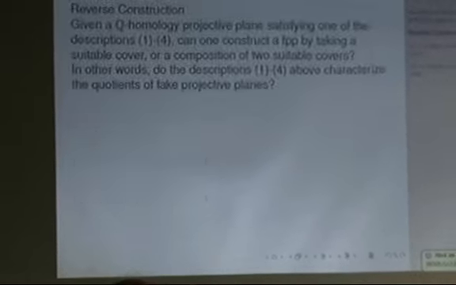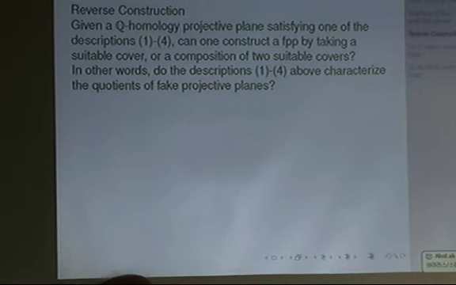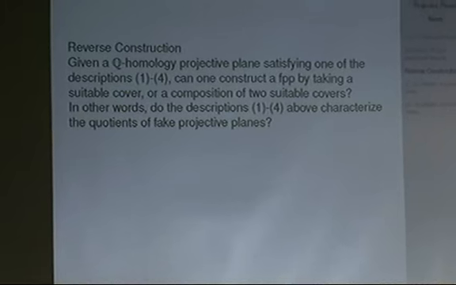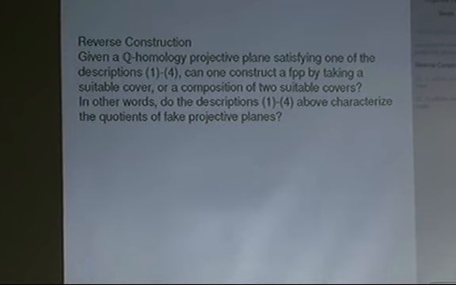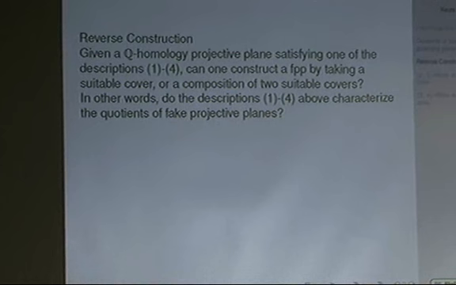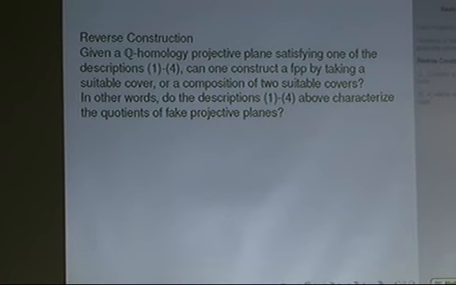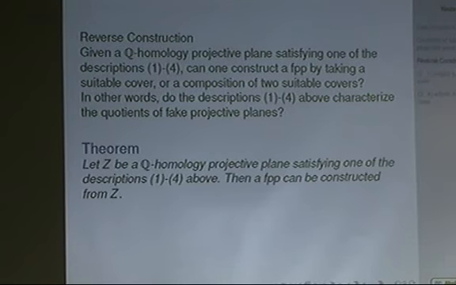And then, can one construct a fake projective plane by taking a Galois cover or a composition of 2 Galois covers? In other words, do these descriptions characterize the quotients of fake projective planes? So the answer is yes. Here's my theorem. Let Z be a Q-homology projective plane satisfying one of the descriptions 1 through 4 above. Then a fake projective plane can be constructed from Z.